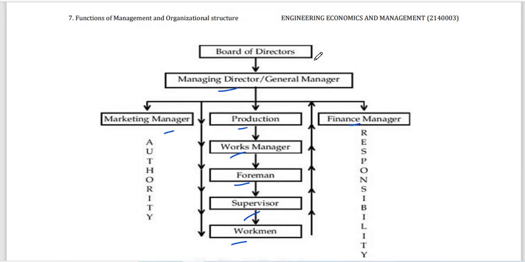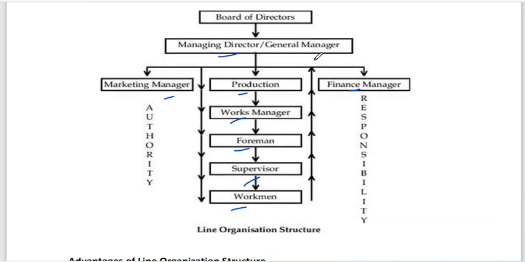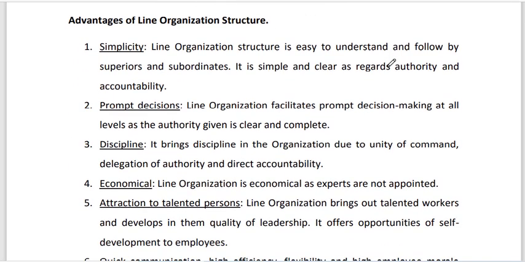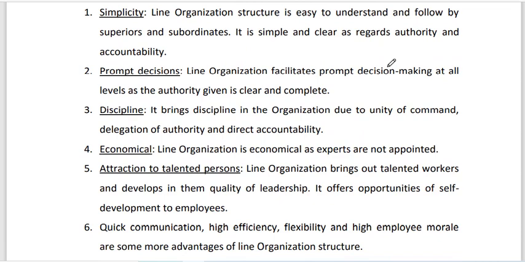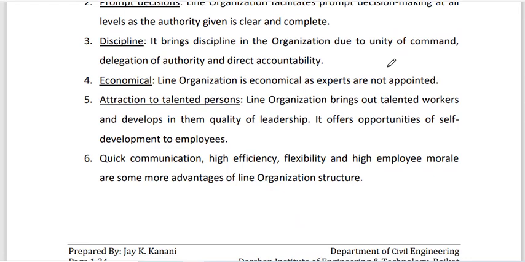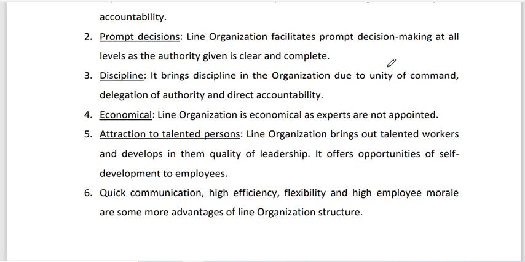It is a line structure, always used in a small company. It does not work in a large company. The advantages of line structure are simplicity, prompt decisions, discipline, economy, and attraction of talented persons.